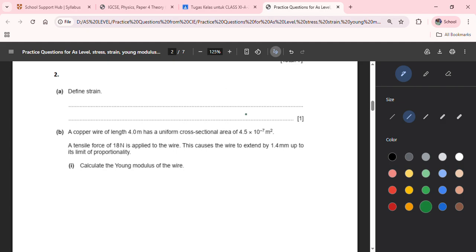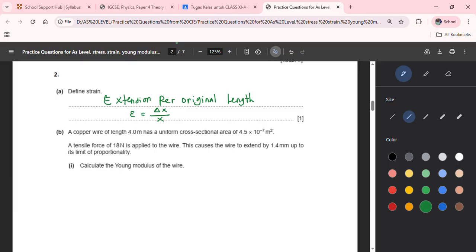Okay, again we call for question number 2 from the CIE paper about the stress, strain, and the Young modulus. Define the strain. What is the meaning of strain? Strain is the extension divided by original length. Because we know that strain is extension delta x, let's say, divided by x.